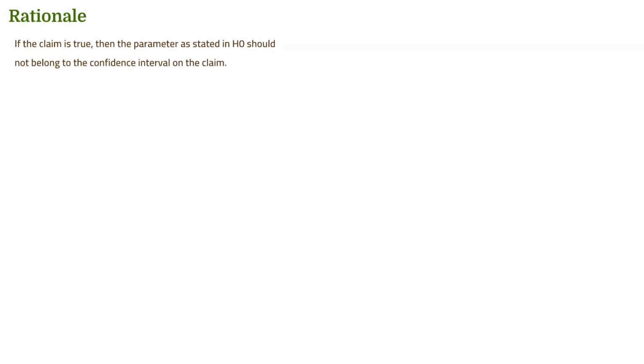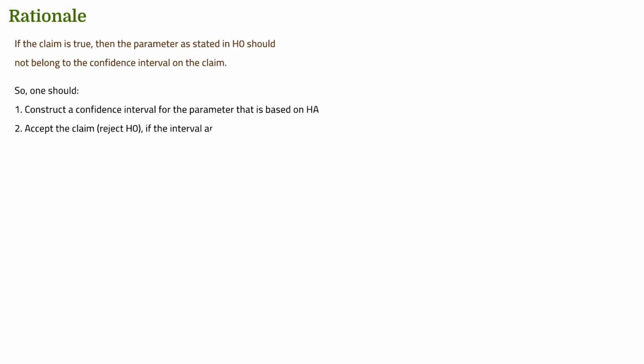More on hypothesis testing, rationale. If the claim is true, then the parameter, as stated in H0, should not belong to the confidence interval on the claim. So one should construct a confidence interval for the parameter that is based on HA, to accept the claim if the interval and H0 do not intersect, or reject the claim if they do indeed intersect.